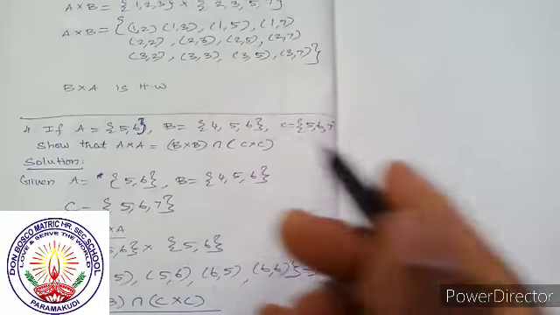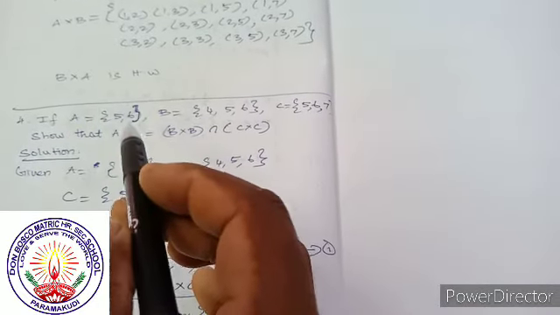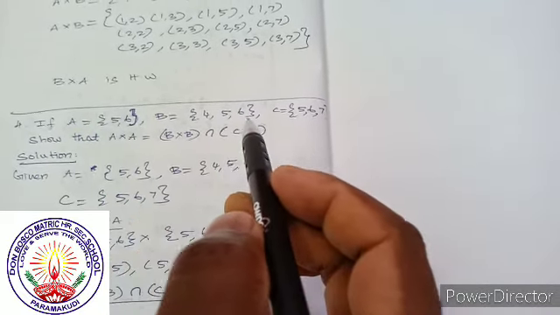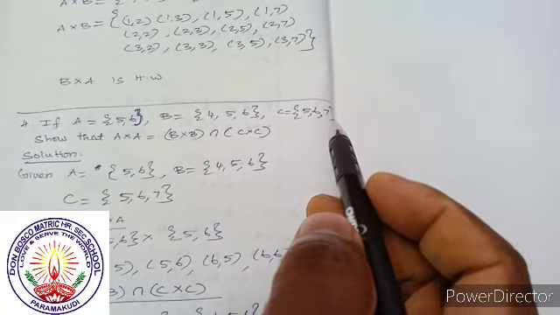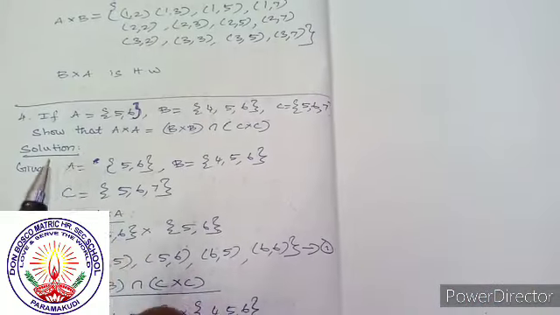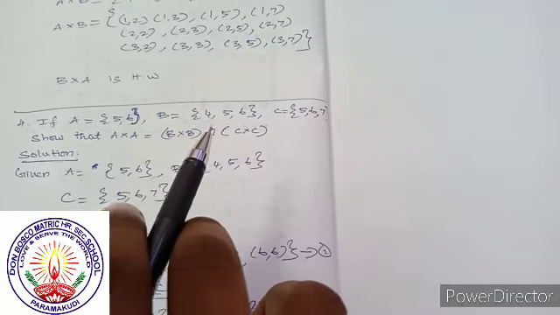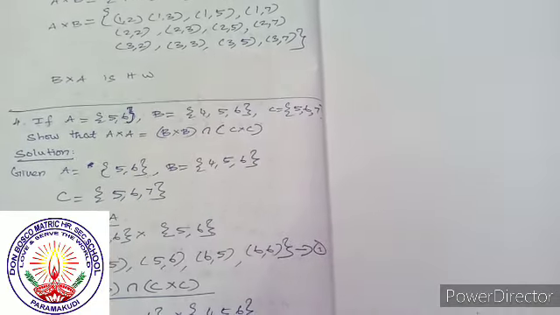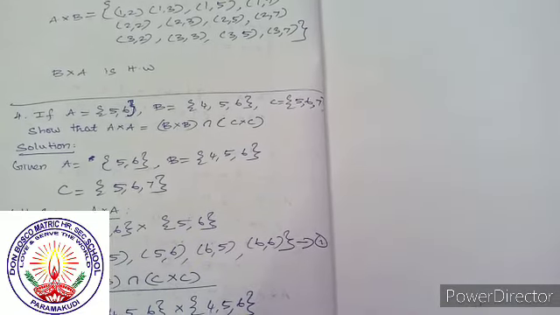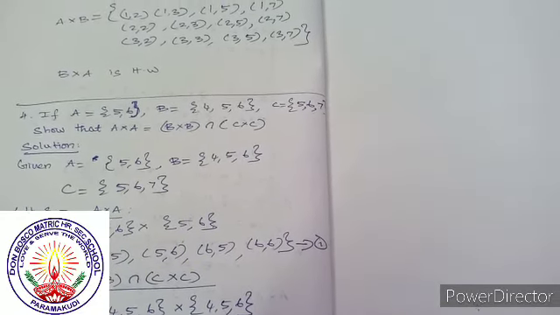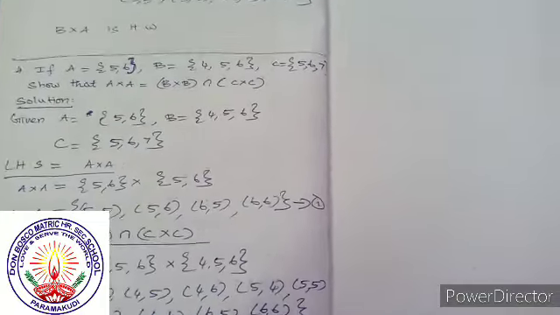So let us try this question also as homework. Question number 4 now. If A is equal to {5, 6}, B is equal to {4, 5, 6} and C is equal to {5, 6, 7}, show that A cross A is equal to (B cross B) intersection (C cross C). A cross A is equal to B cross B intersection C cross C.